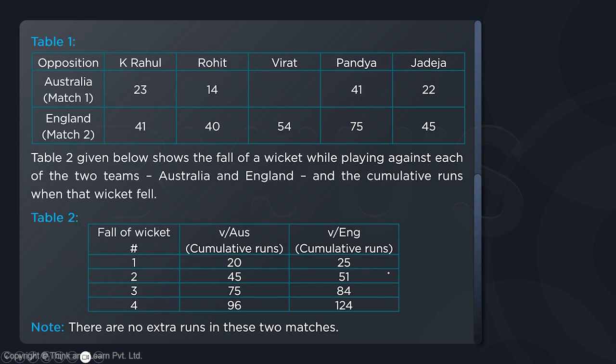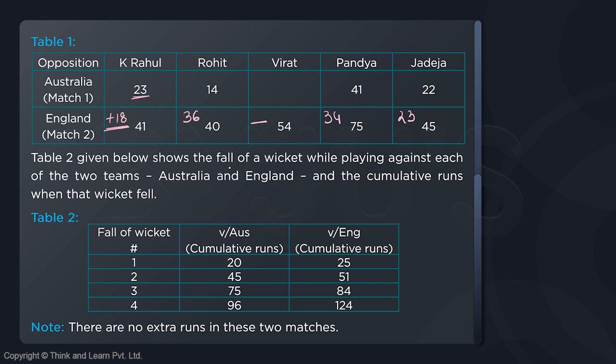If I look at the information here, these are the runs scored by them against Australia and against England, and it's cumulative data. That means if Rahul has scored 23 against Australia and 41 against Australia and England together, I can say 41 minus 23, that is 18 runs he scored just against England. Similarly, Rohit would have scored 36 against England, Pandya would have scored 34, and Jadeja would have scored 23. Because we do not know the score of Virat, we can't say about him as of now.